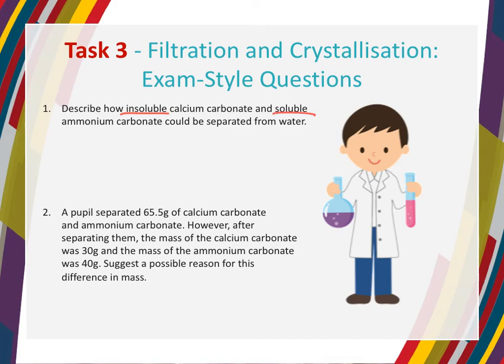The second question, a pupil has separated 65.5 grams of calcium carbonate and ammonium carbonate. However, after separating them, the mass of the calcium carbonate was 30 grams and the mass of the ammonium carbonate was 40 grams.